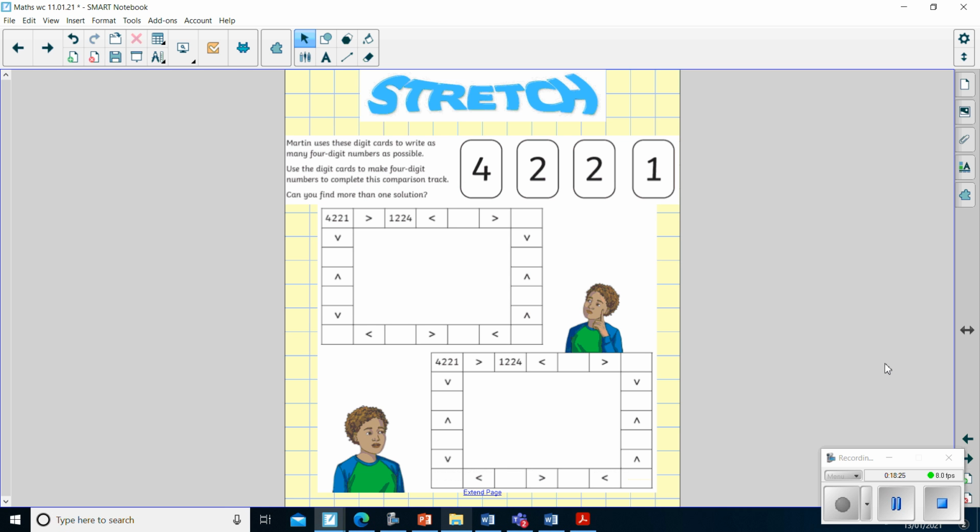Okay, here is a copy of the stretch challenge for today, and it's also uploaded into Teams if you want to have a go at that, and the answers to the stretch are there as well. So using the digit cards to make as many numbers, and then you're fitting in those numbers so that these greater than and less than symbols work. And there are lots of solutions to that problem, but I've uploaded 2 possible solutions for you to have a look at as well.